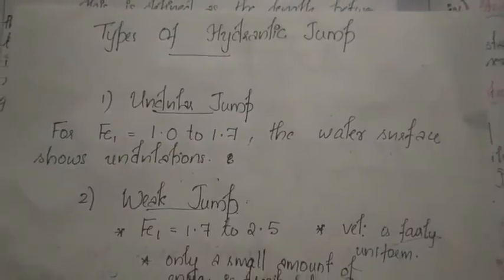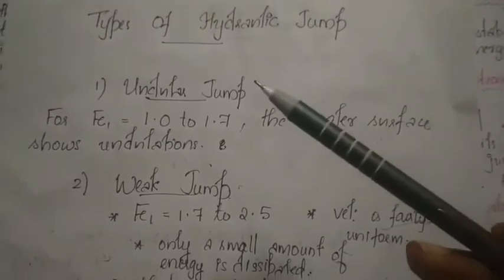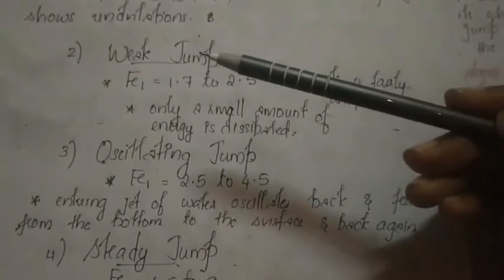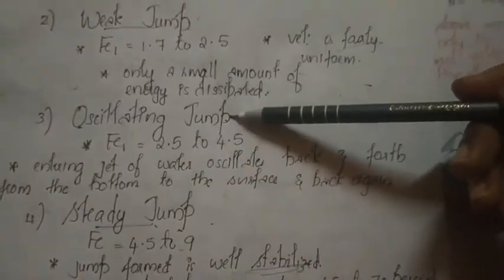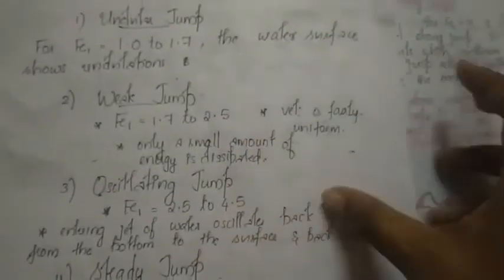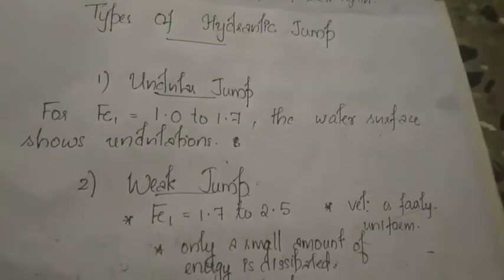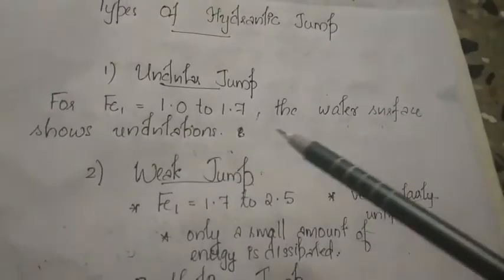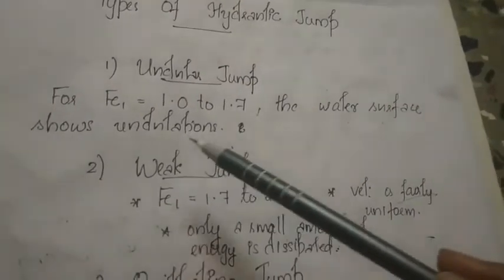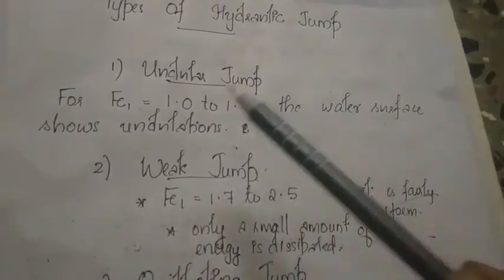So we have discussed about the types of hydraulic jump. The various types of hydraulic jump were undulate jump, second weak jump, third one oscillating jump, fourth one steady jump, fifth one strong jump. So the undulate jump whose Froude number equals 1 to 1.7 and the water surface shows some undulations. And the jump is called undulate jump.